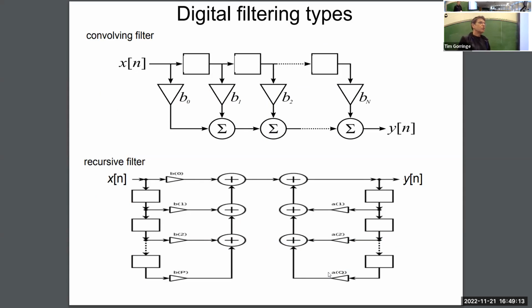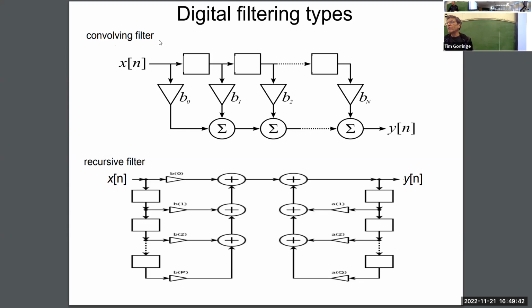So these two diagrams are basically showing those two digital filtering approaches, the convolution approach and then that recursive technique for filtering. And they maybe show it more visually, pictorially, than the two equations that I showed you.